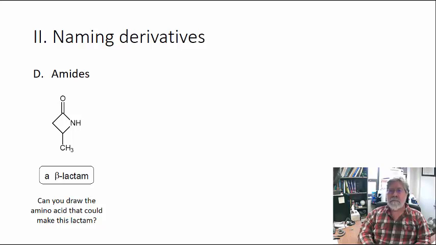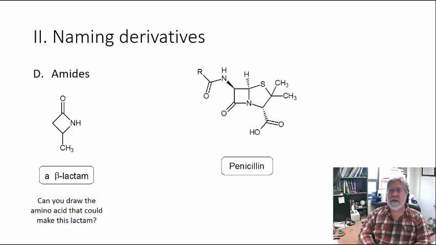Think about the amino acid that would make this lactam. I'll let you do that on the side. I don't have that on a coming slide. And as a side note, beta-lactams were very important in the structure of penicillins. Notice the penicillin structure here is a generalized form. There's an R group on the left side of the structure, so that R group can be different types of alkyl and aromatic and other things attached there.